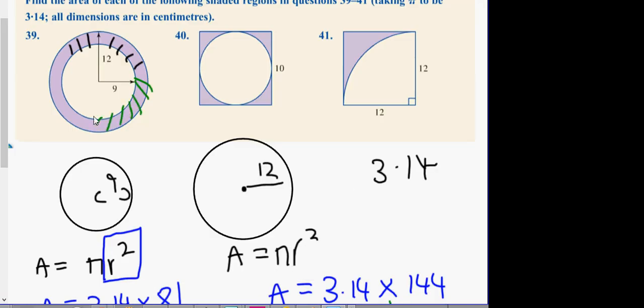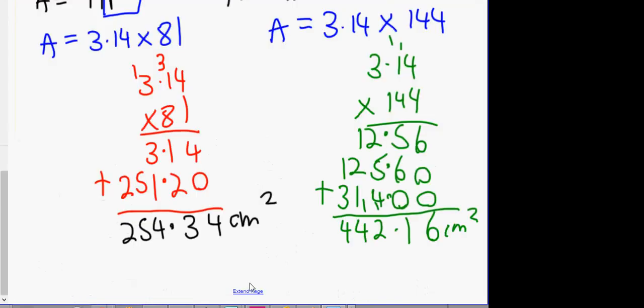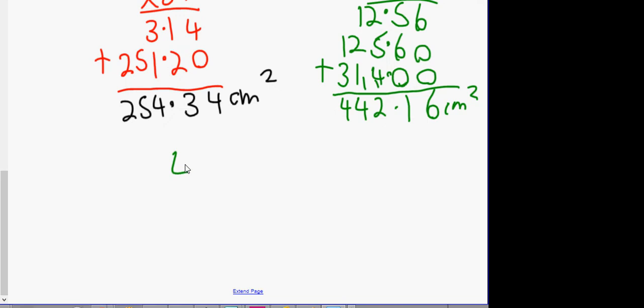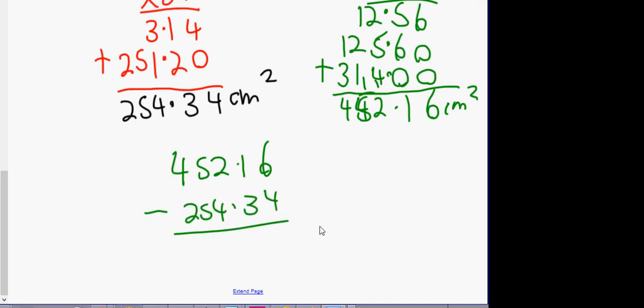Luca, how'd you go about doing that? You minus them. You take them away from each other, okay? So 452.16 take away 254.34. What do we get? You get 197.82. Let's do it step by step.